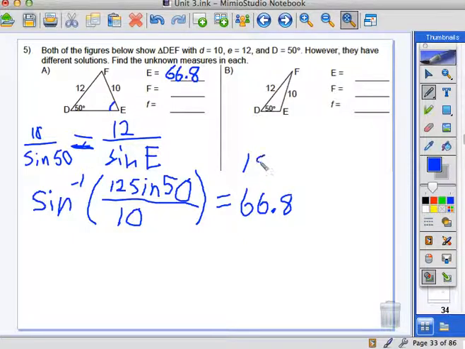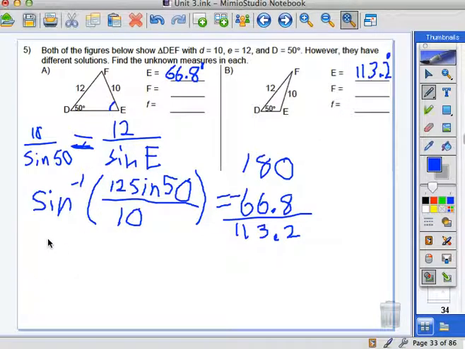It's actually super easy. You take 180, subtract our first value for E, and we get 113.2. So now that means that the alternative angle will be 113.2 degrees. So in one scenario E is 66.8, in the other scenario it's 113.2.